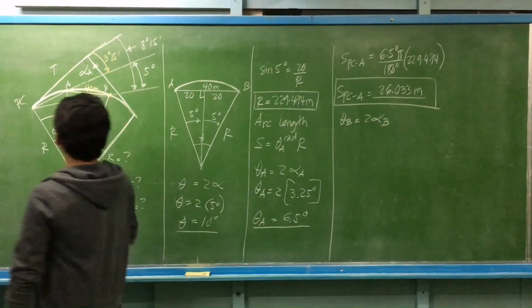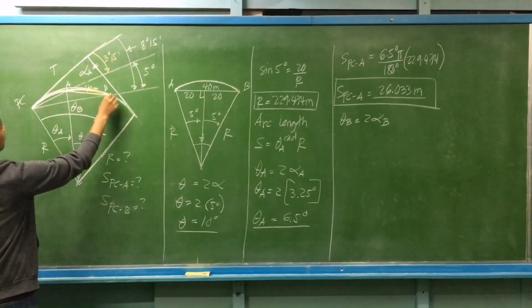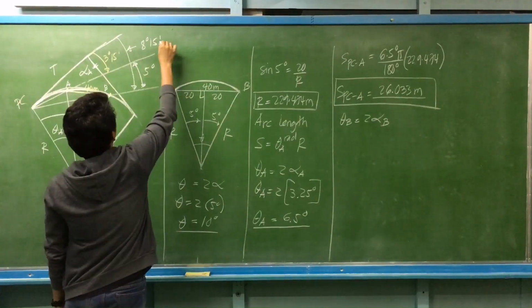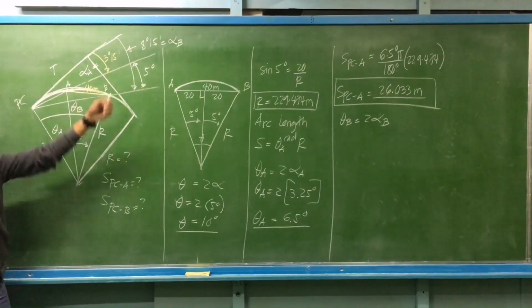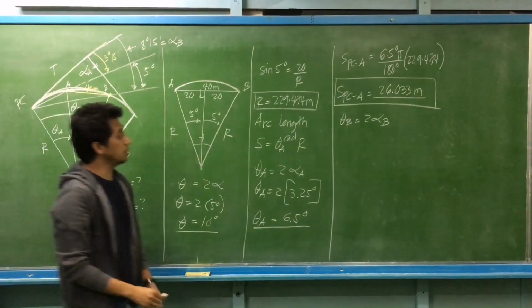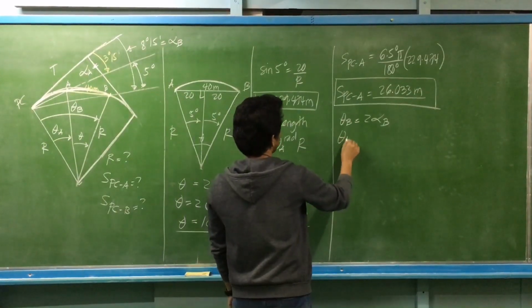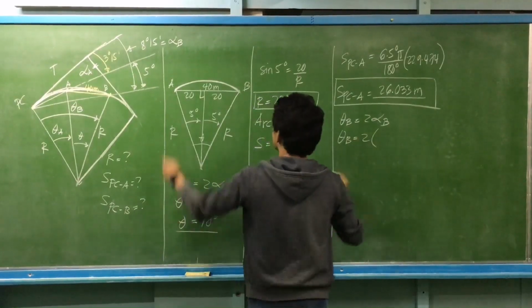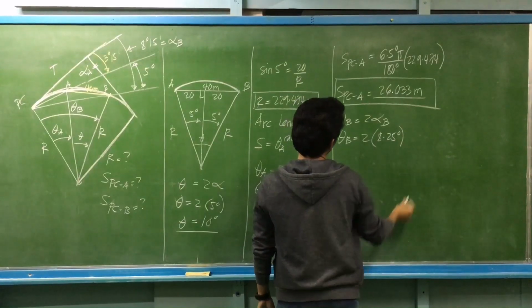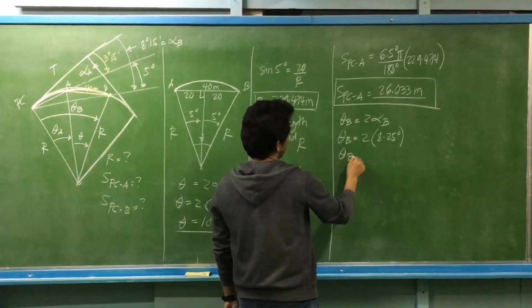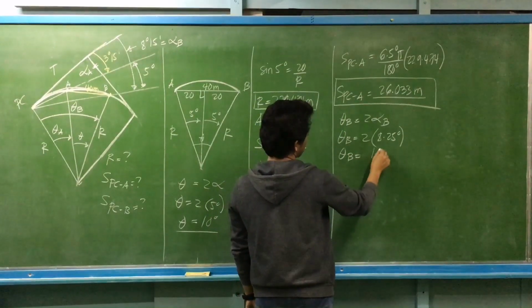What is the alpha, or the deflection angle up to point B? This is the theta sub B, and the alpha sub B is 8 degrees 15 minutes. So we have theta sub B equal to twice 8 degrees 15 minutes, which is the same as 8.25 degrees. So theta sub B is now equal to 16.5 degrees.